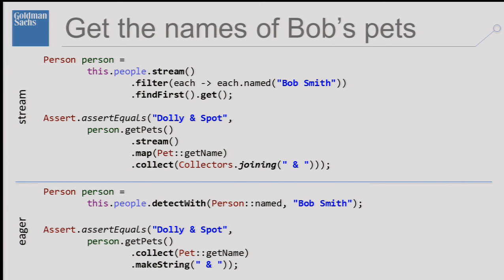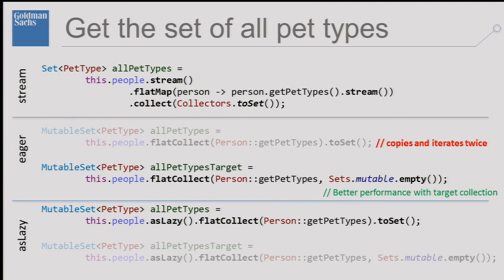Detect finds one person or one object in a collection that matches the criteria. We've got detect and detectWith, which takes the extra parameter. And then the collection returned has an explicit method on it. It's a slightly more fluent API, which is makeString, which does what you expect. It makes a string with a delimiter.